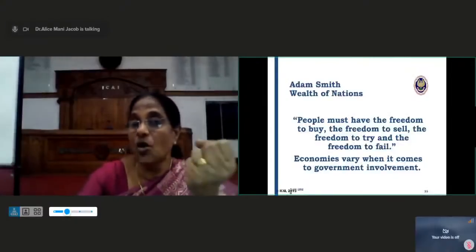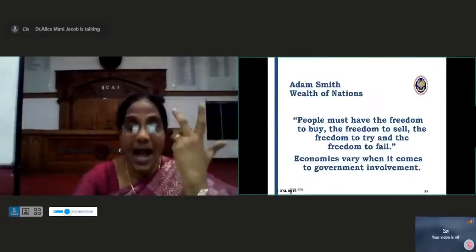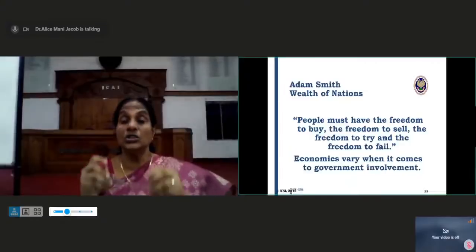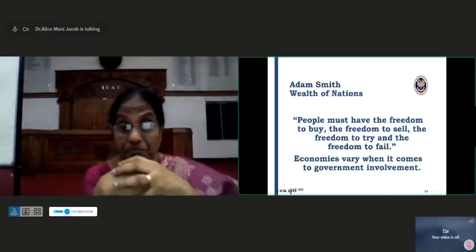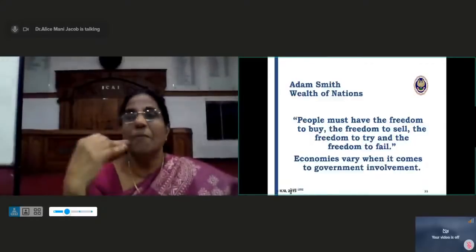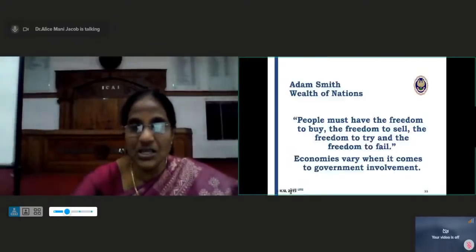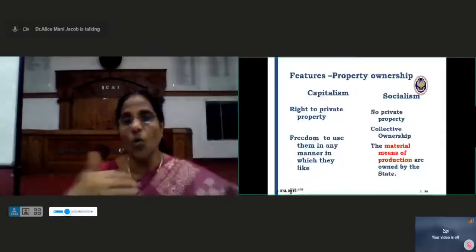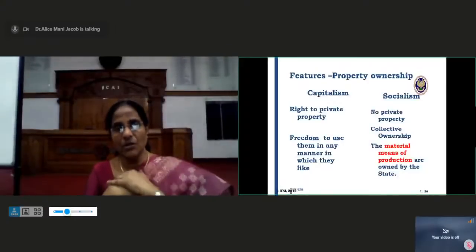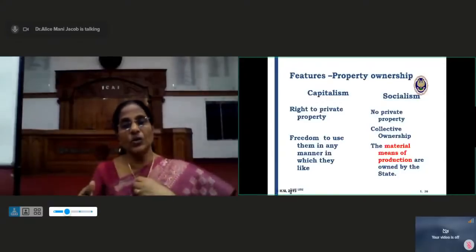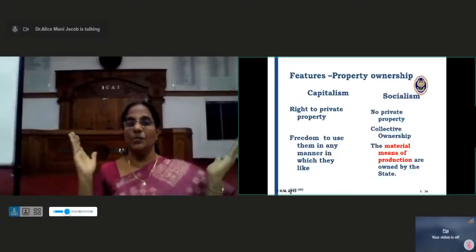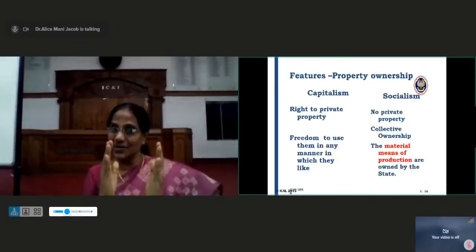And what is the basis of a capitalist economy? Adam Smith, in his Wealth of Nations, was a staunch advocate of capitalism. People must have freedom to buy. People must have freedom to sell. People should be left free because the theory goes like this: I know what is best for me. You know what is best for you. I will do what is best for me. You will do what is best for you. Everybody will do what is best for them. So social welfare will be maximum. That is the theory of capitalism.